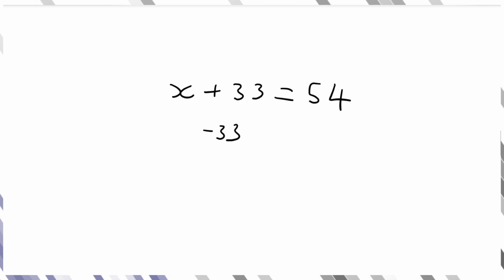And then last one, let's use addition. Let's say x plus 33 is equal to 54. Okay, so the opposite of addition is subtraction. So we're going to take away the 33. That gets rid of the 33. Leaves us with just x. And then we have to do the same thing to both sides. So minus 33. 54 take away 33 is 21. So x is 21. We can check it.